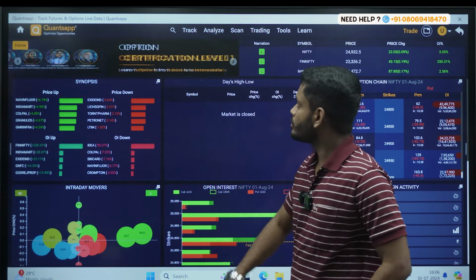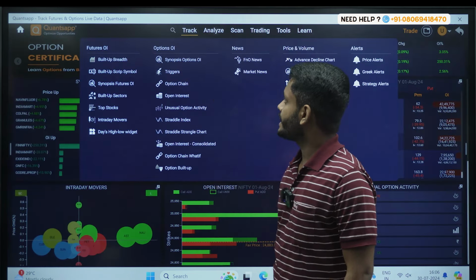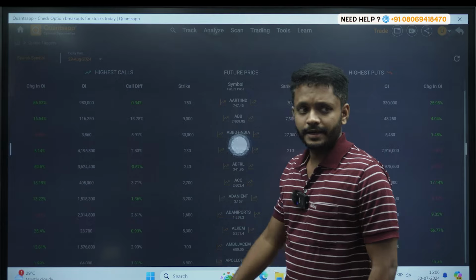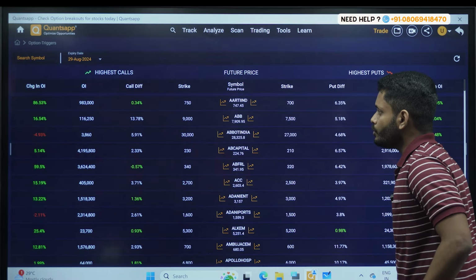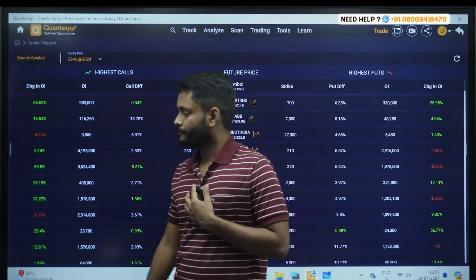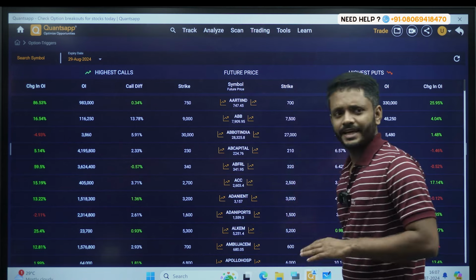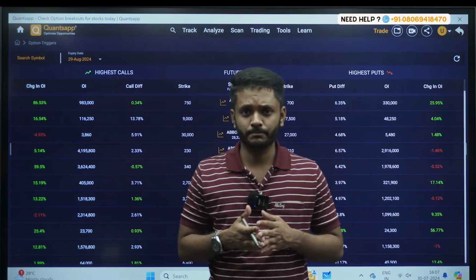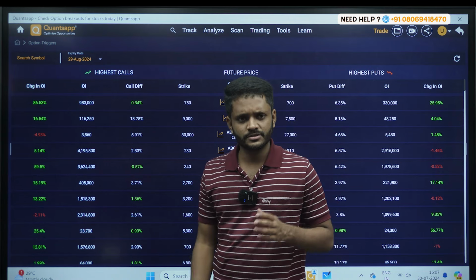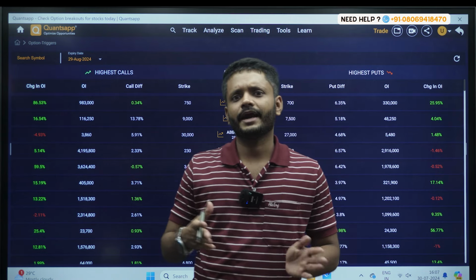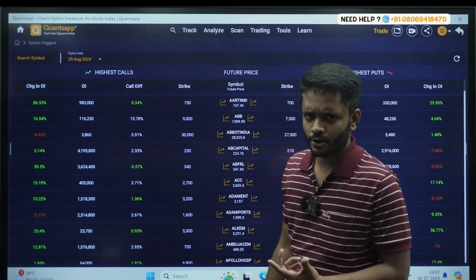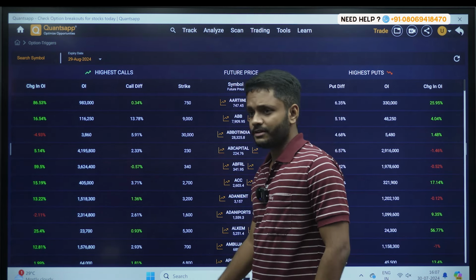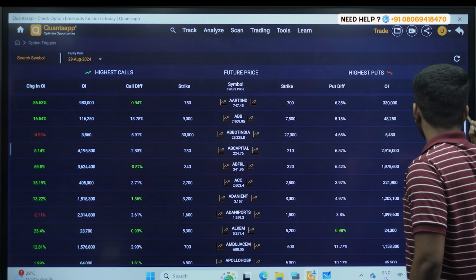So let's talk about that tool. First, let me click on Track, and under Options OI, you will see Triggers. So how will Triggers help you? This is basically an intraday tool, and it is specifically for option buyers. However, you can carry the position for a maximum of 1 or 2 days based on this. Let me first explain the interface. Give me a second.